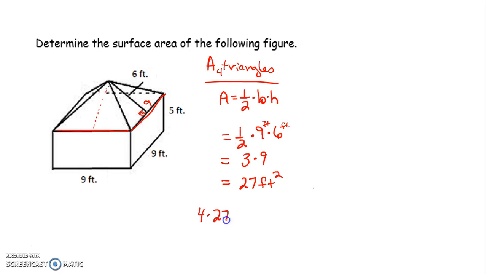I have to do 4 times 27, and because I am a little bit old and a little bit lazy, now I'm going to pick up my calculator. 4 times 27 is 108. So 108 square feet for the 4 triangular faces.